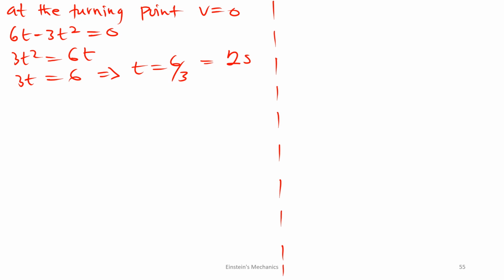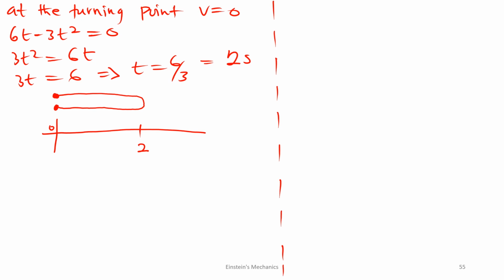So if I draw my line with my origin here, my 2 seconds is going to be this way. So at the first point, t equal to 0, it was here. Then the particle started to move this way and turned at 2 seconds. Then after 3 seconds, it is back to this position. Is that true? Yes, that is true.